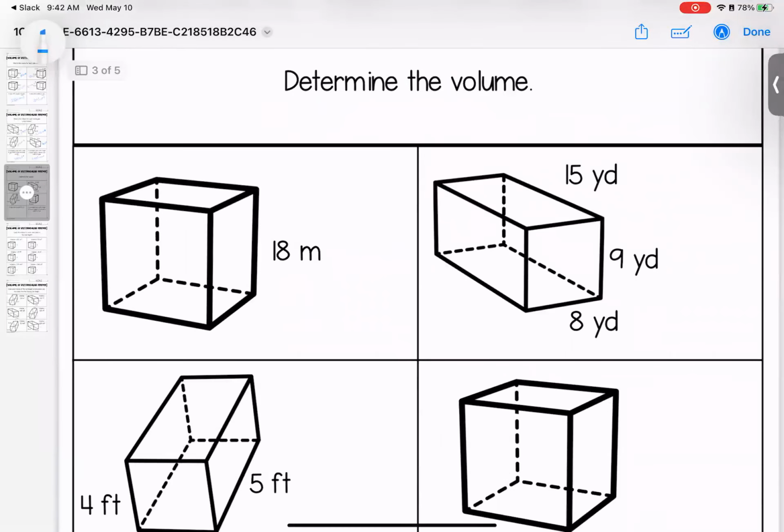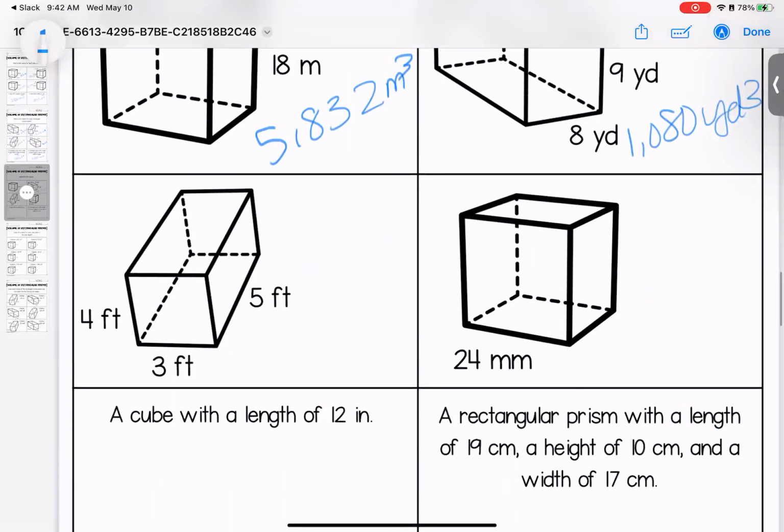All right. This one, you need to make sure that you are using the correct formula. So this one is sides cubed, 5,832. This one is 8 times 9 times 15, 1,080 yards cubed. 4 times 3 times 5.